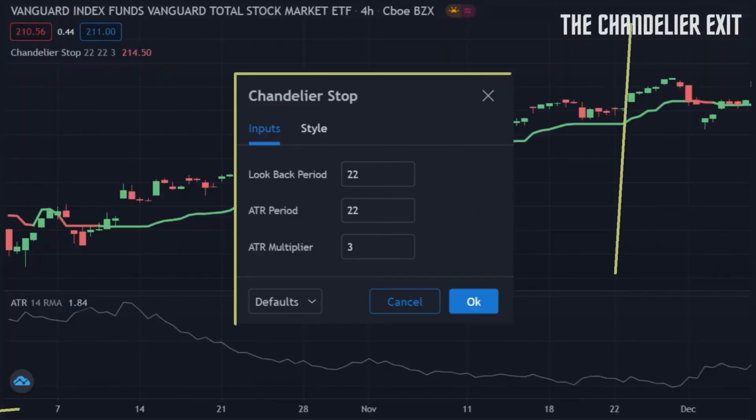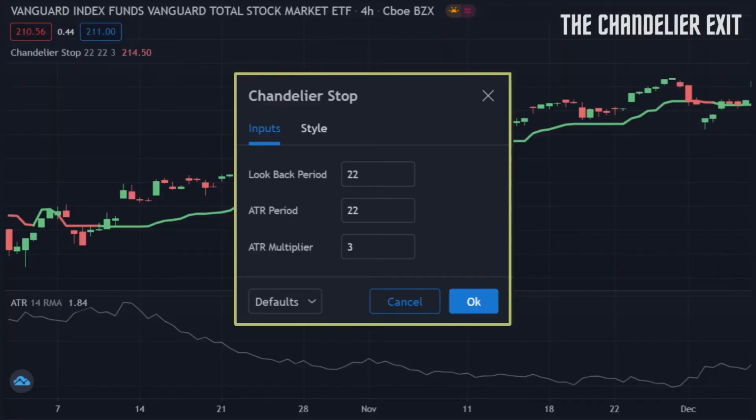The Chandelier Exit formula consists of three parts: a period high or period low, the average true range, and a multiplier. Traders will typically use the default settings as seen here, which consist of a lookback and ATR period of 22 and an ATR multiplier of 3.